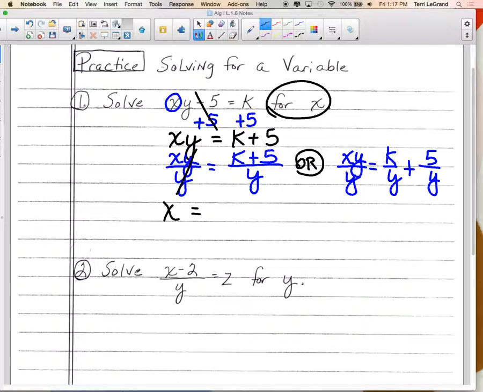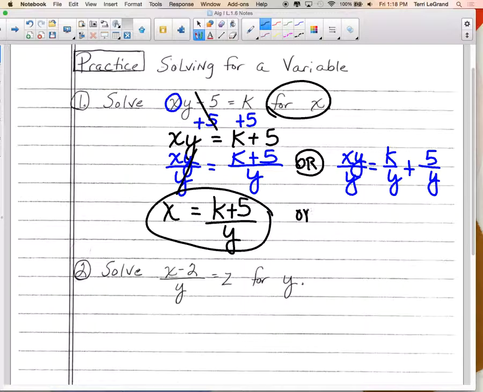How do you feel here? Do you think we can do anything with that mess? No, we're going to leave it just like that. We solved it for x, didn't we? We have x by itself. And we followed the legitimate steps.